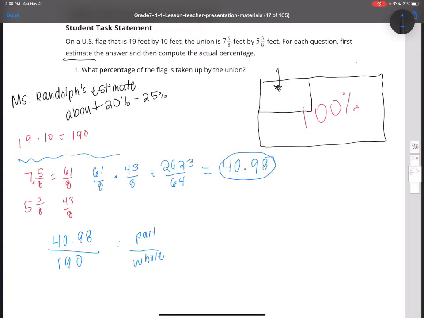Okay? Now, I'm not sure if you guys learned about part over whole, percent over 100. If you did, that would be awesome because you could solve it using a proportional table. But what you could do, which is the same method, it's just that it doesn't provide a visual, is you could divide 40 and 98 hundredths divided by 190.